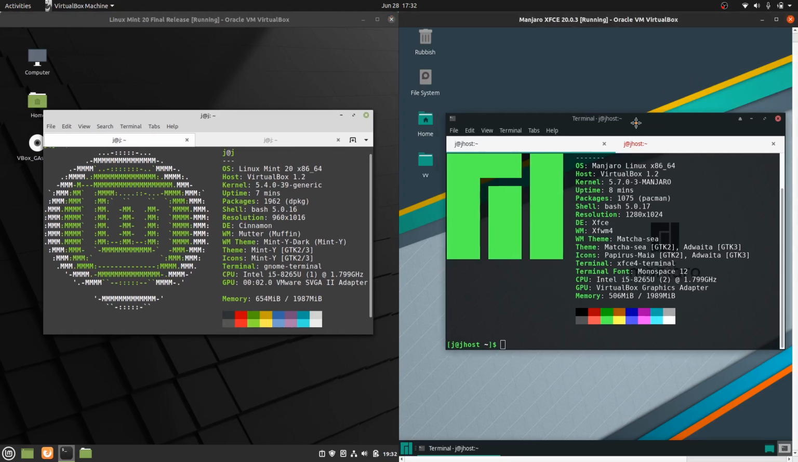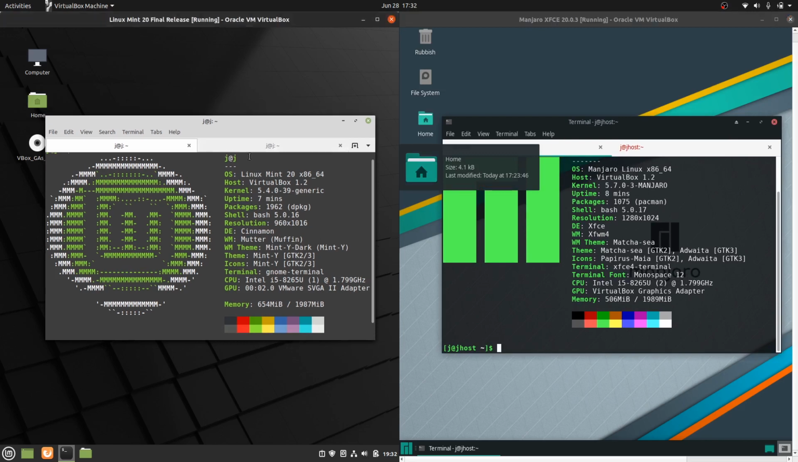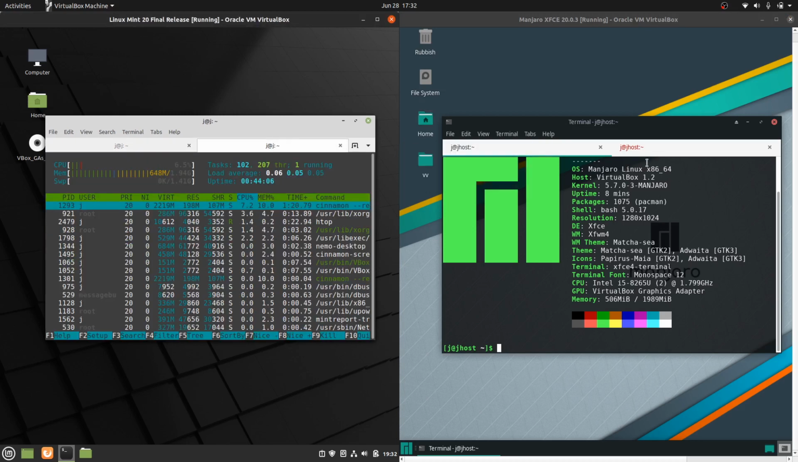This is just a bit of a hardware resource usage comparison between Linux Mint 20 on the left and Manjaro latest release on the right, which is a bit of a misnomer as it is actually a rolling release, so I won't get too much into that one. Another reason for this video is that Linux Mint 20 has just dropped recently, so why not give it a go? These are both booted up from scratch.